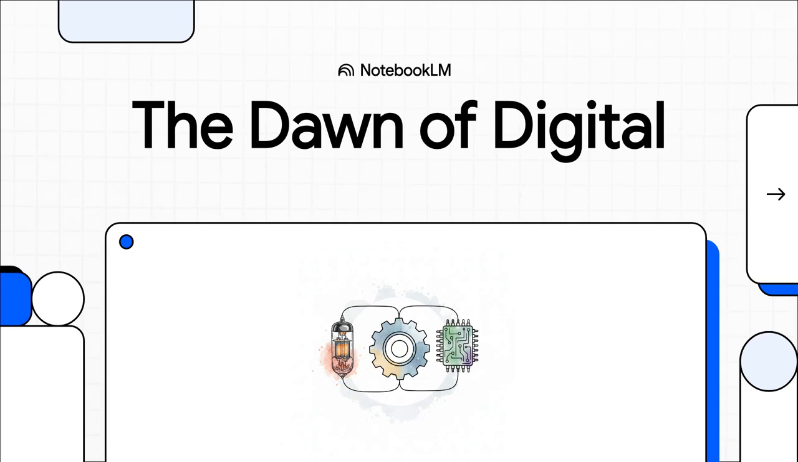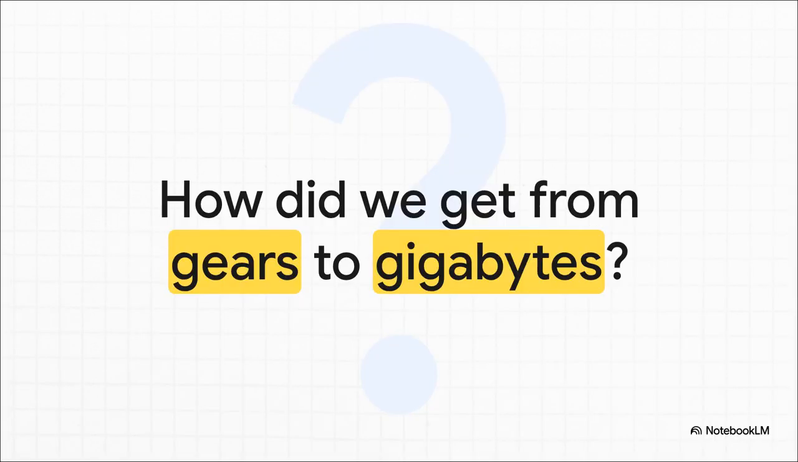Today, we are going on an incredible journey. We're going to trace the history of the computer, from these clunky, gear-driven machines of the past, all the way to the sleek, powerful devices we carry around in our pockets. So, let's dive in. I mean, really think about that for a second. The phone or laptop you're using right now is literally millions of times more powerful than the computers that guided the Apollo missions to the moon.